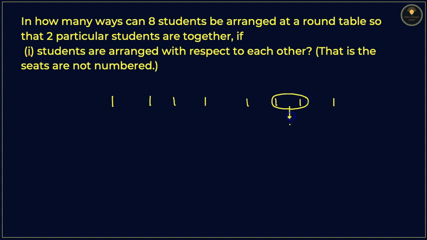I will make this value as equal. So now we are having total 1, 2, 3, 4, 5, 6 and 7 students. Now we have to do the arrangement of the 7 students. So we will write it as equal to n minus 1 factorial. Here we are having 7 students, so I will write it as equal to 7 minus 1 factorial, which is equal to 6 factorial.